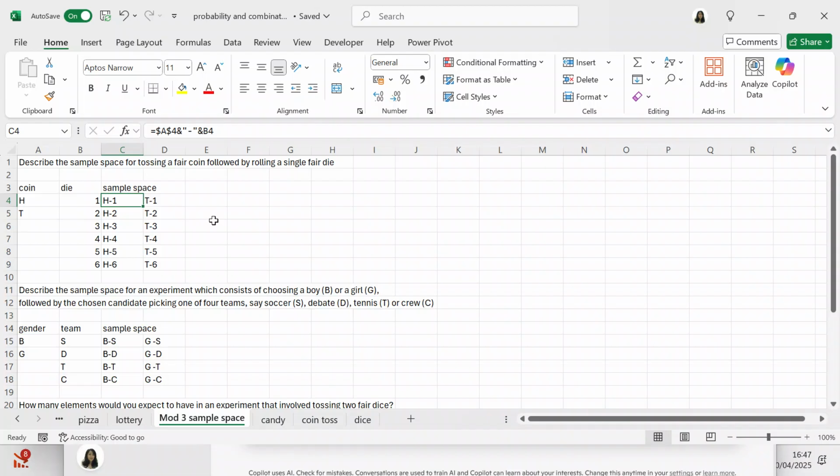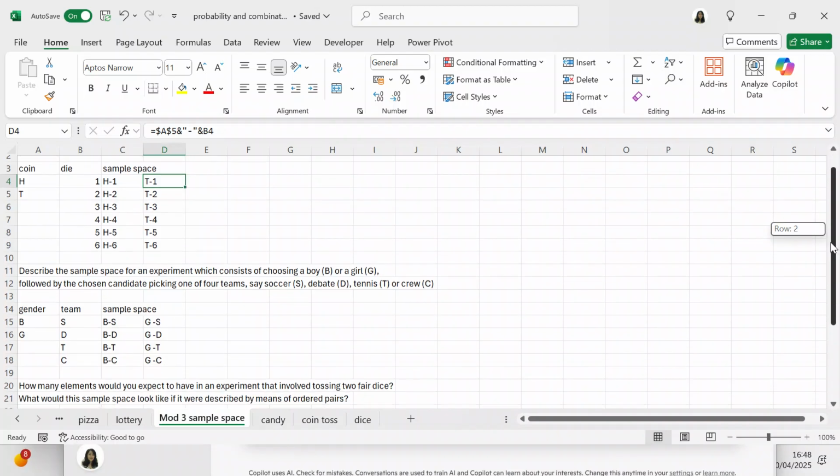And then the dollar signs by the A4 indicate that it's an absolute reference. And for the tails, it's exactly the same, so it's going to be $A5, and dash and B4, and then you're going to have T1 to T6. So what you have is a sample space of 12 elements, and that's what the sample space looks like.